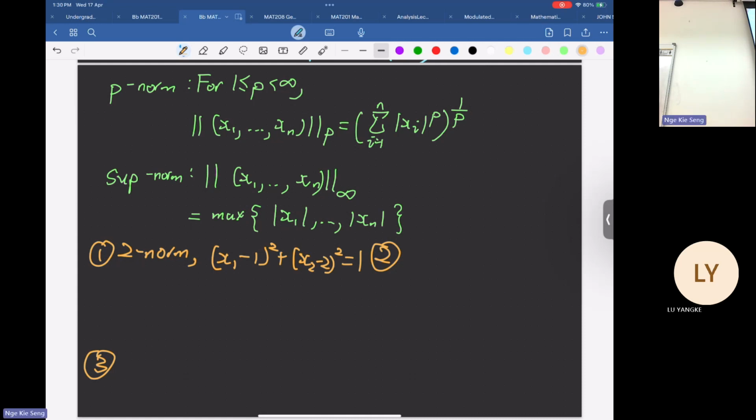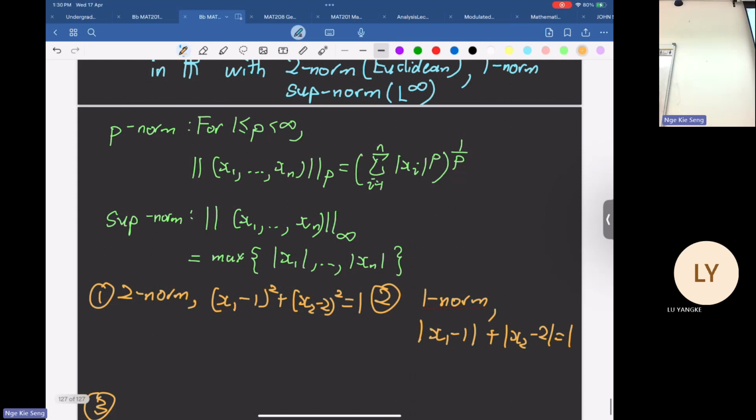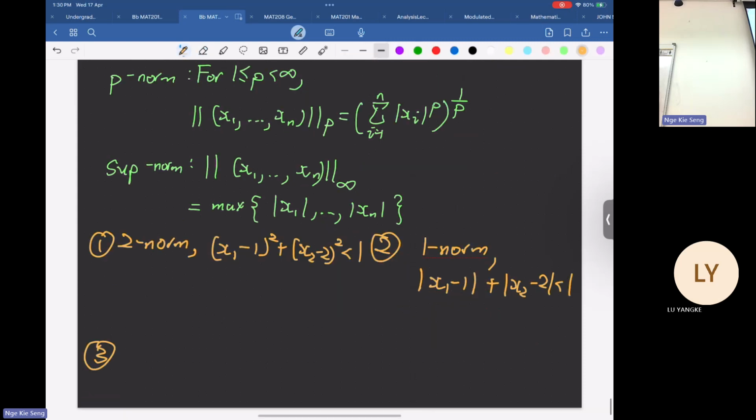How about the 1 norm here? The absolute value of x1 minus 1 plus the absolute value of x2 minus 2 is equal to 1. Okay, not equal to 1, but less than 1, less than, because we're talking about the ball.